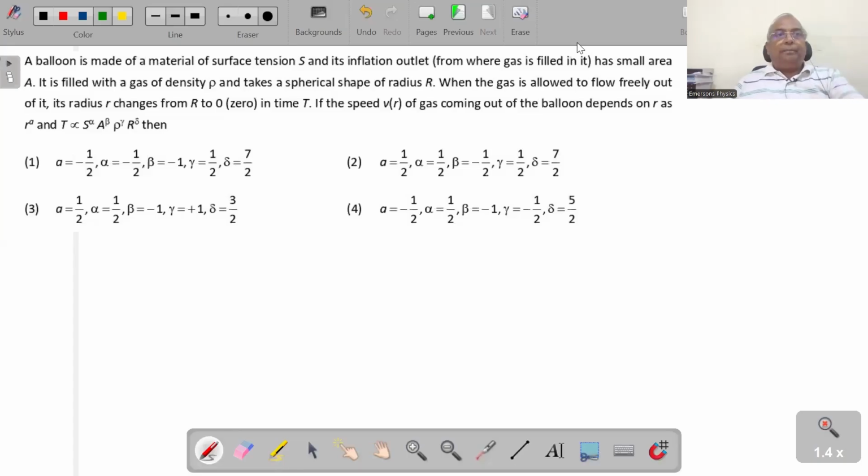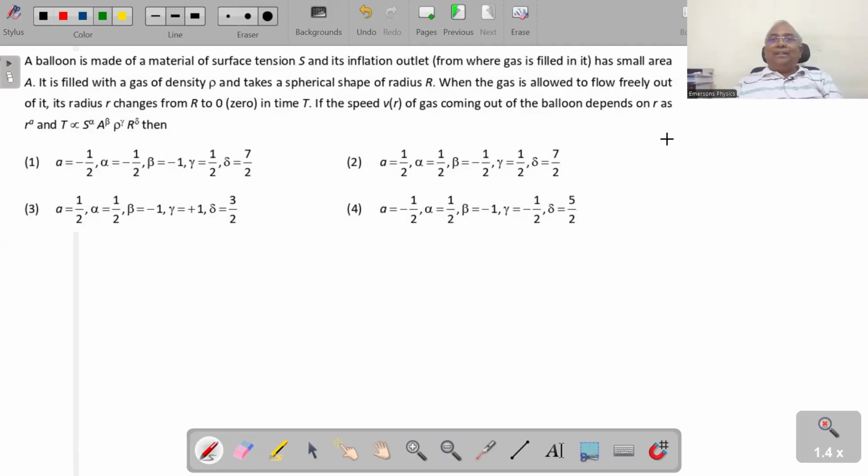A balloon is made of a material of surface tension S, and the inflation outlet through which the gas is filled in it has a small area A. It is filled with gas of density rho. Take the sphere of radius R. When the gas is allowed to flow freely out of it, the radius changes from R to 0 in time t seconds. The speed of the gas coming out of the balloon depends on... So we can check this by the dimensional method.